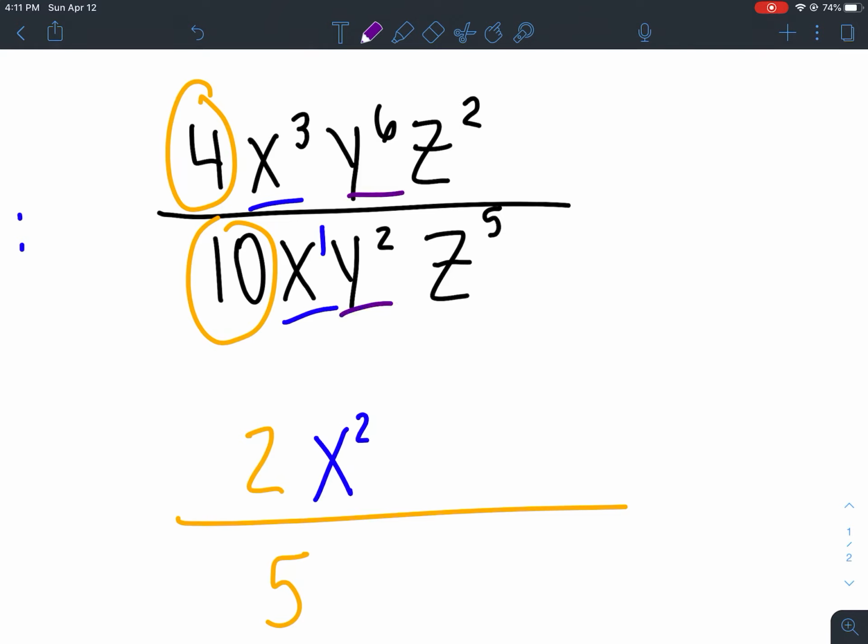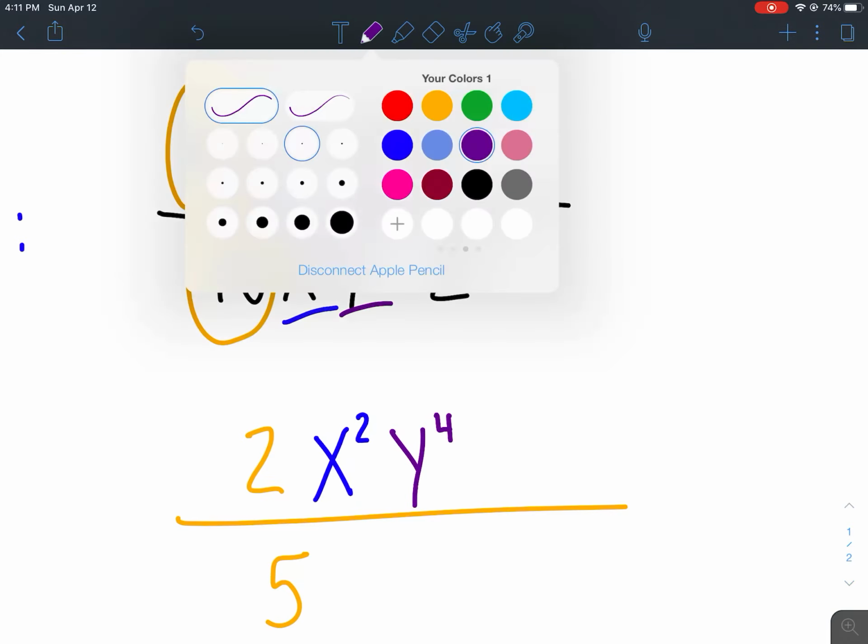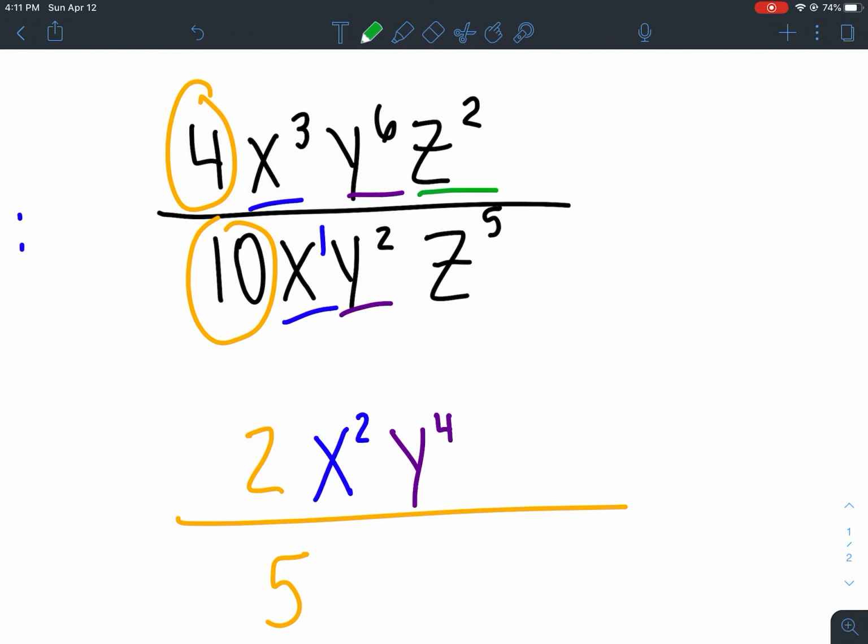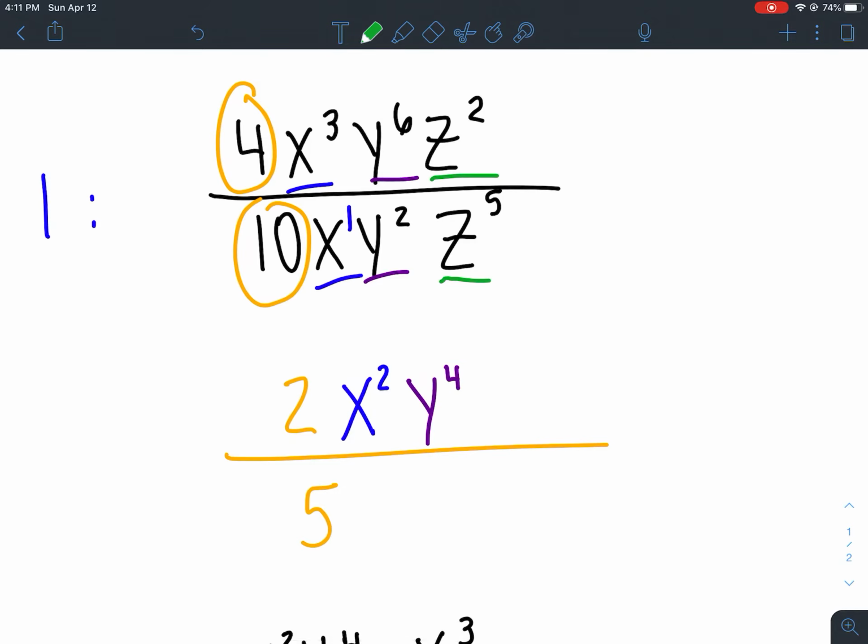Okay, the next base I see is y. Y to the 6 and y squared. Where are there more y's? The top, so that's where they're going to be. How many more? Well, 6 minus 2 is 4. Moving on. The next base I see is z's, right? Where are there more z's? In the denominator, in the bottom. So z goes in the bottom. How many more? There's 3 more.